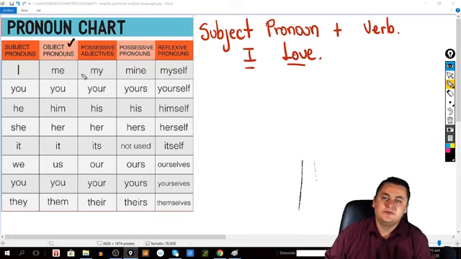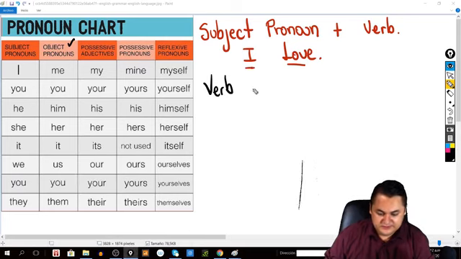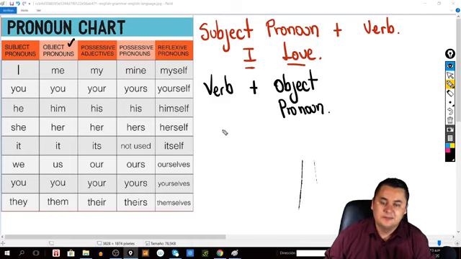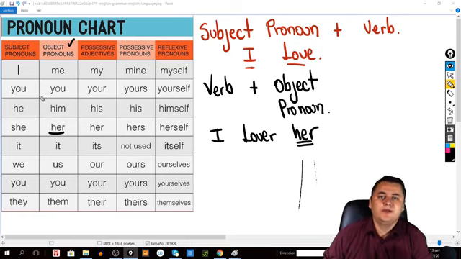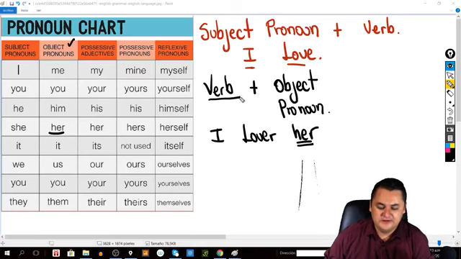For object pronouns, the words me, you, him, her, it, us, you, and them, there is this rule. Verb plus object pronoun. An example is, I love her. Her is an object pronoun, so we can say that object pronouns come after verbs.